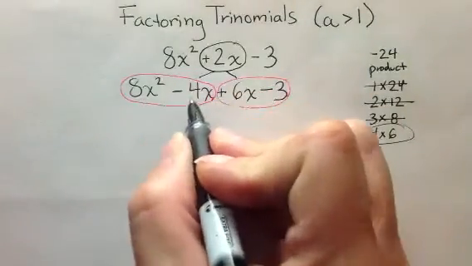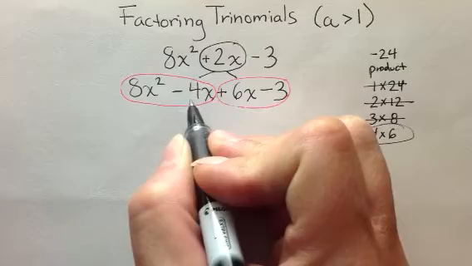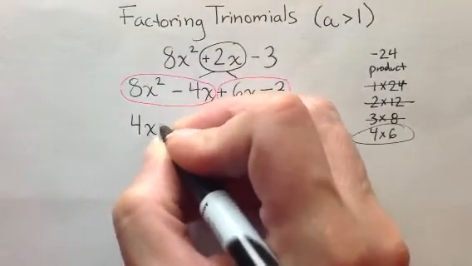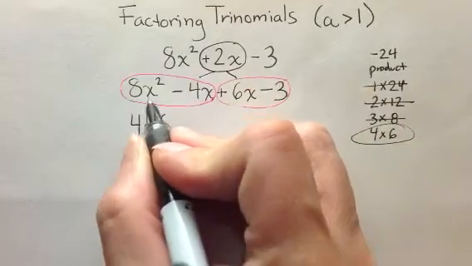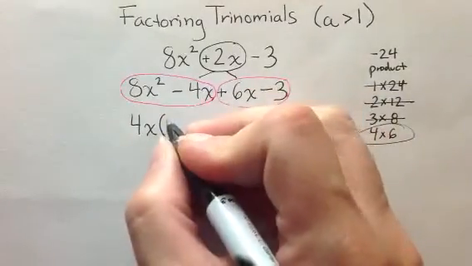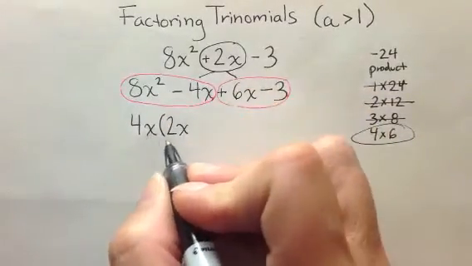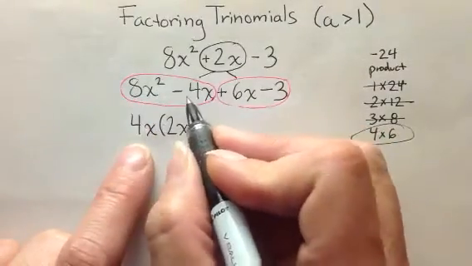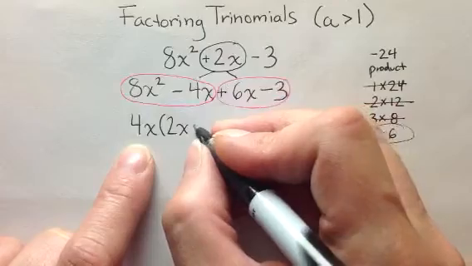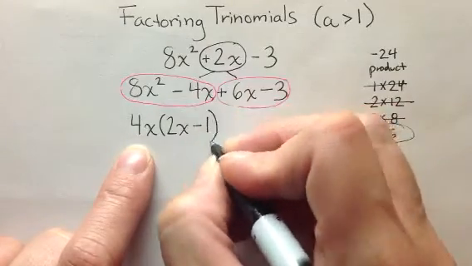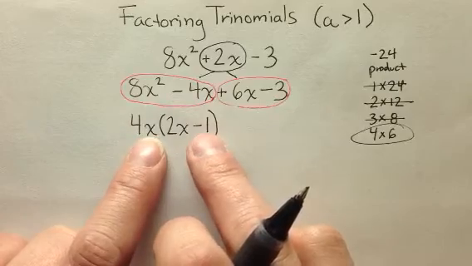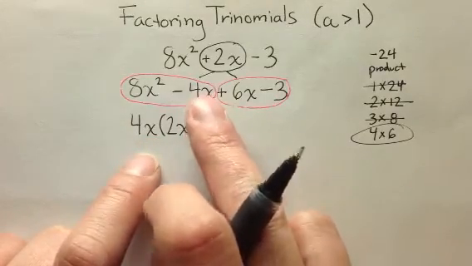Okay, I can divide both of these by 4x. 8x squared divided by 4x is 2x. If I multiply these back out, I get 8x squared. Negative 4x divided by 4x is negative 1. Don't forget to put that 1. Sometimes people leave it off. So 4x times negative 1 is negative 4x.